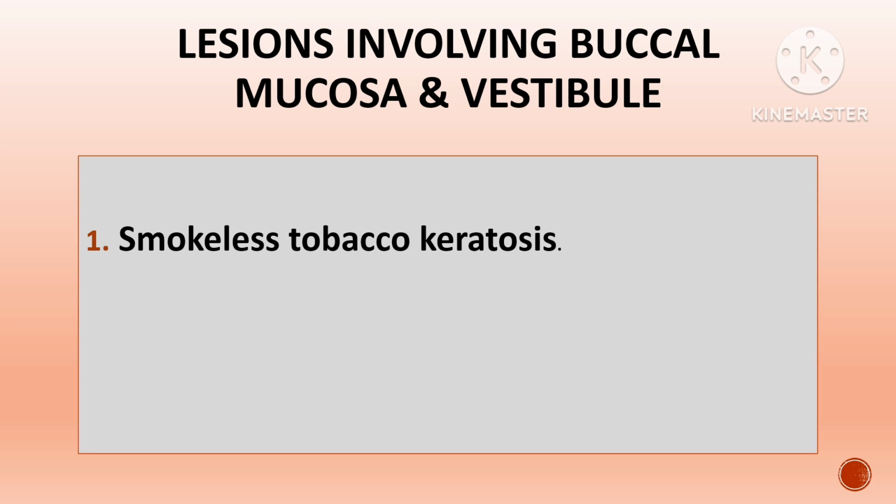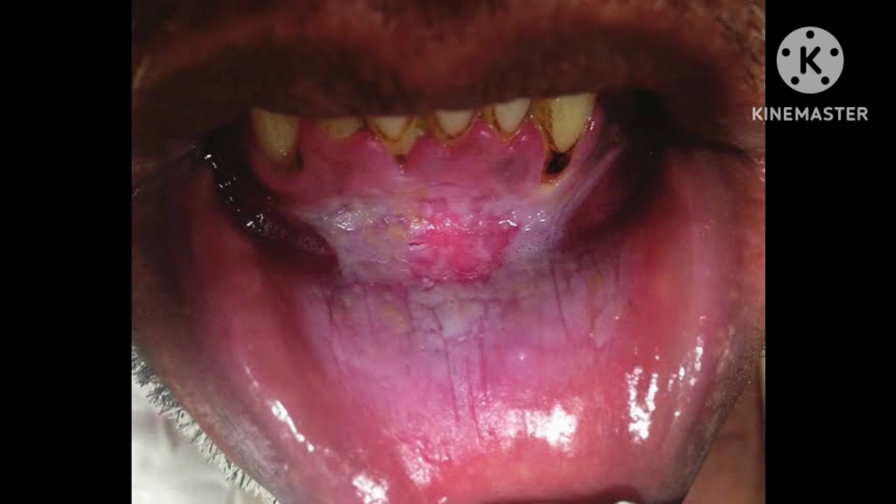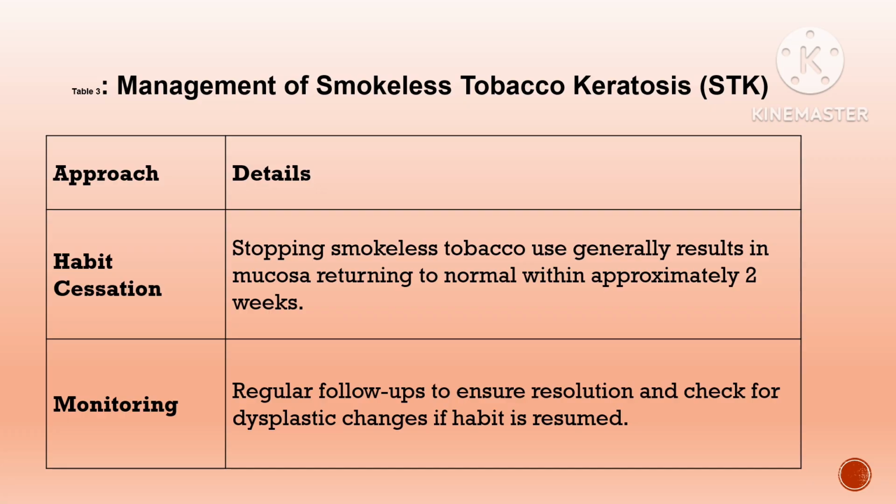Smokeless tobacco keratosis is a reactive white lesion caused by prolonged smokeless tobacco use. It is most commonly found in the oral mucosa where the tobacco is placed, such as the buccal mucosa, gingiva, and labial mucosa. It appears as a white or grayish, wrinkled or corrugated lesion which may appear soft and velvety, sometimes with a granular texture. Management includes stopping the smokeless tobacco use.